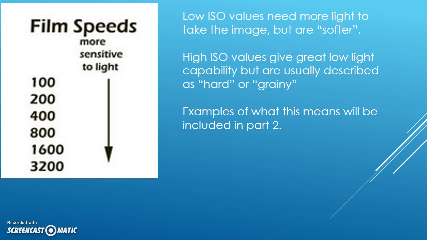Now, as well as just letting in more light, there is also a creative effect to ISO. Sometimes it's not wanted, and sometimes it is. At a low ISO value, your image is more detailed and tends to be considered softer. That's a bit of a term you have to see to understand. But like I say, in part 2, we'll do some worked examples and show you what I mean. A high ISO value, you tend to lose a bit of detail and sometimes get an image that's referred to as grainy or hard. And you might actually want this.